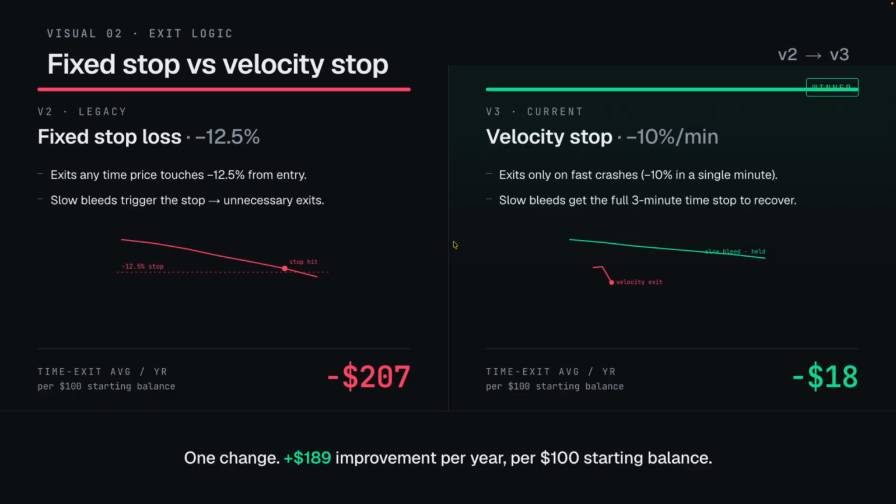Another great thing about this bot is that what I've learned is that there are some places where stop losses make sense, and there are also some places where a velocity stop makes sense, right? The difference between the two is that there's a fixed stop loss, meaning, so what is a stop loss? A stop loss triggers whenever the position goes against us, right? So right here we have a fixed stop loss of 12.5%.